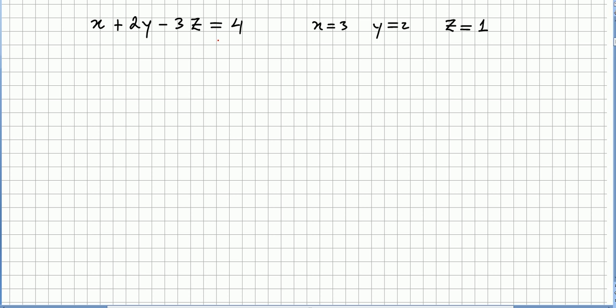And my question is: are x equal 3, y equal 2, and z equal 1 a solution of the linear equation? You can see that this equation is linear.